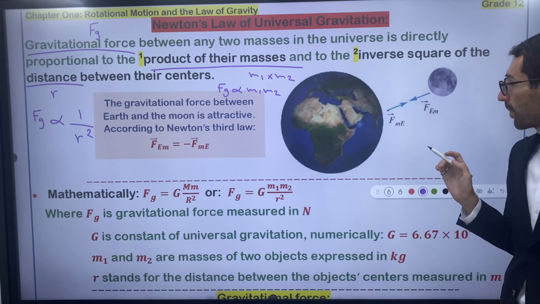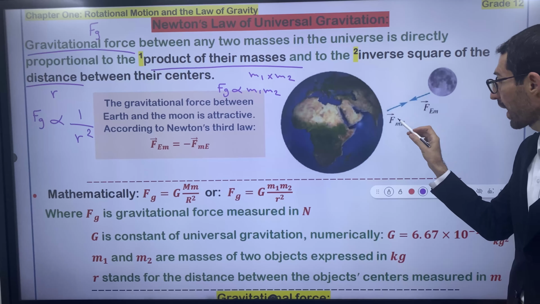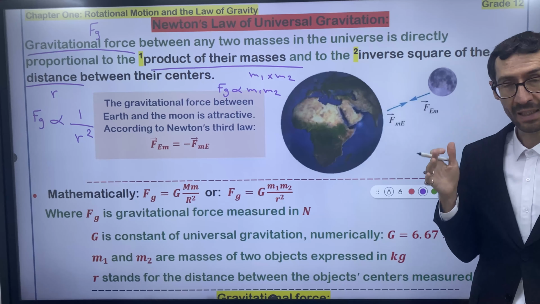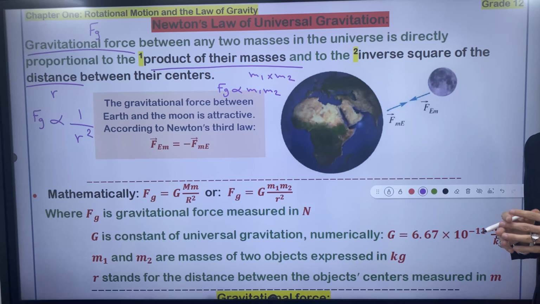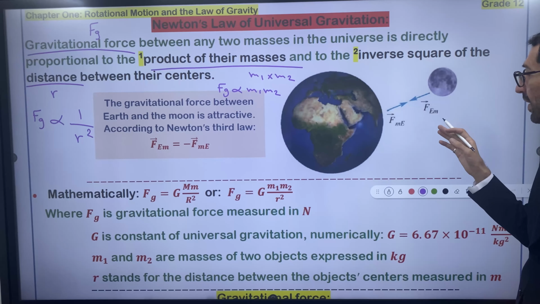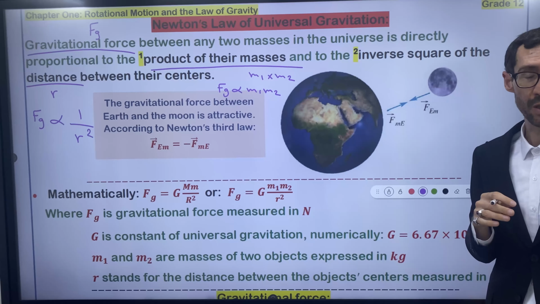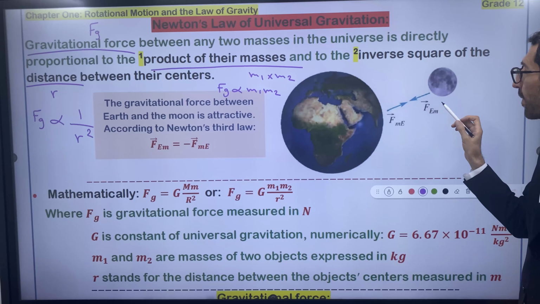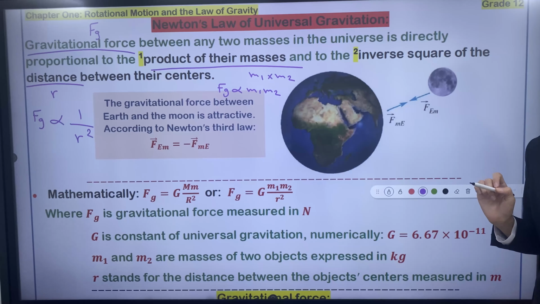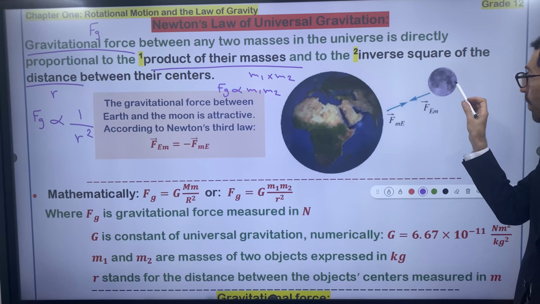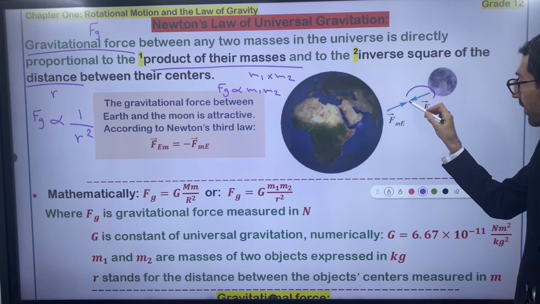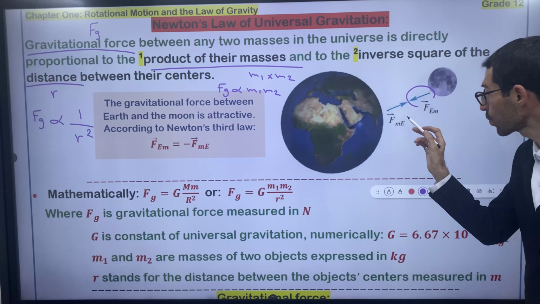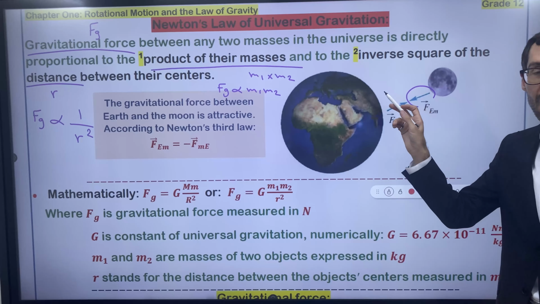So here, what are these forces? Let me break it down for you. What do we mean by FME? What do we mean by FEM? Do they differ, or are they equal or not? Actually, they are different in nature, because this one, FEM, means the force of Earth on the moon, the force on the moon exerted by Earth. This one, FME, is the force of the moon exerted on Earth.